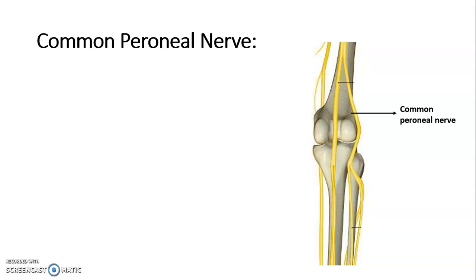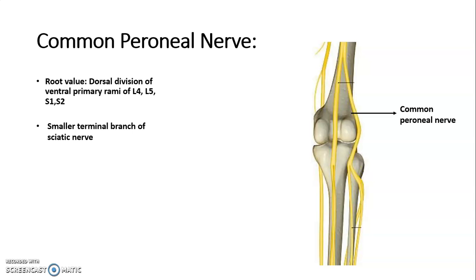Common peroneal nerve is another nerve present in the popliteal fossa. Its root value is ventral division or ventral primary rami of L4, L5, S1 and S2. It is again a branch of sciatic nerve. So it is a smaller terminal branch of sciatic nerve.